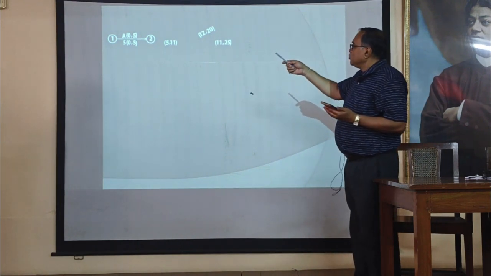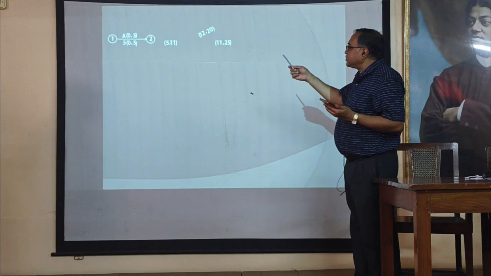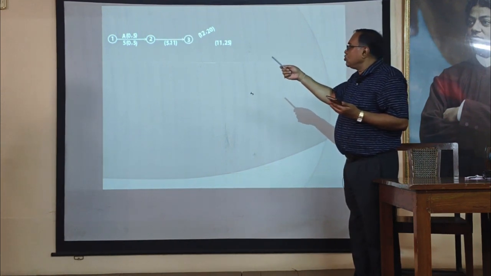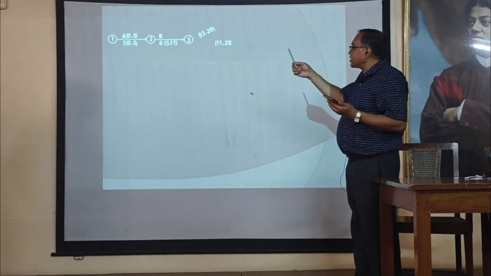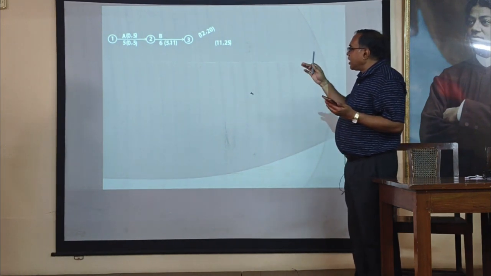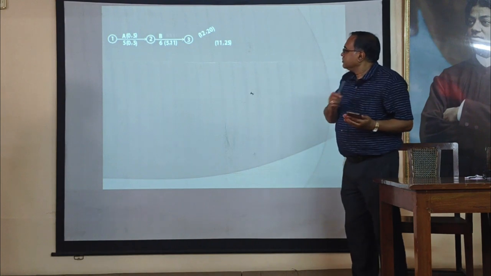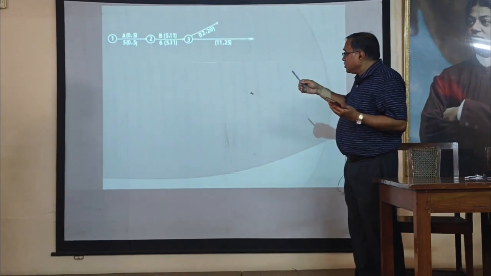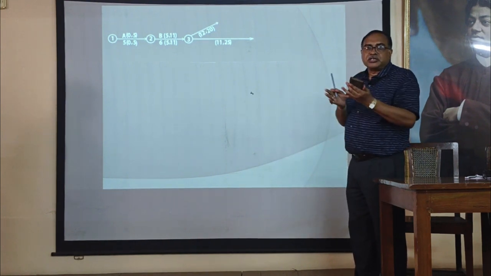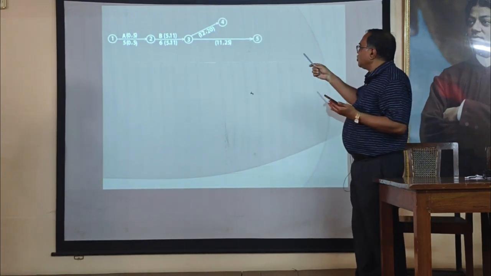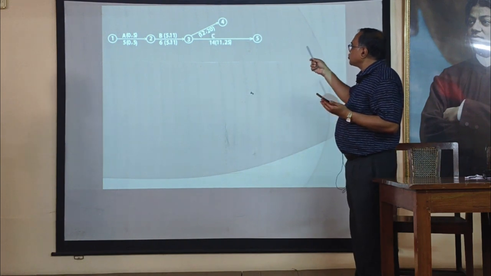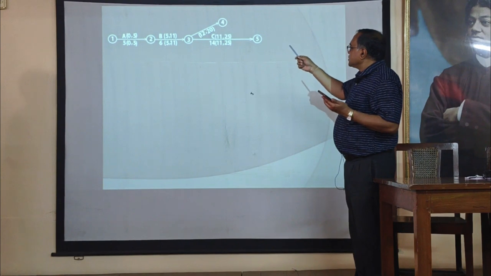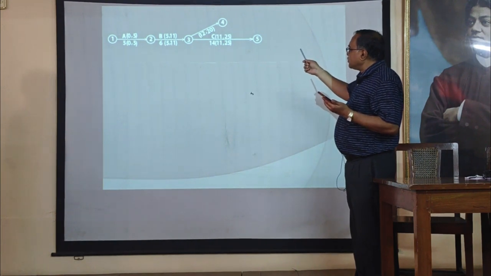Then we have to put our second activity, which has started from node 2 or event 2. This is our B activity, with its early start time and early finish time. Very good. Then from 2, it is divided into two activities. It is branching. From 3, there are two branches: one is C activity and the other is D. Early start time and early finish time are given.